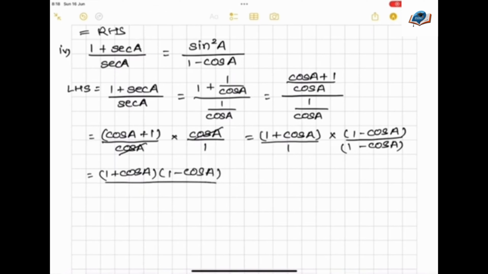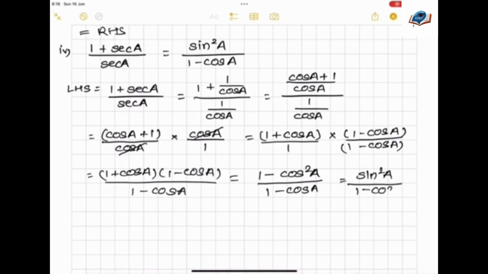So see, denominator of RHS I got. Now this will be 1 square minus cos square A. So 1 minus cos square A upon 1 minus cos A. So 1 minus cos square will be sin square. So that will be equal to sin square A upon 1 minus cos A. So I got RHS.